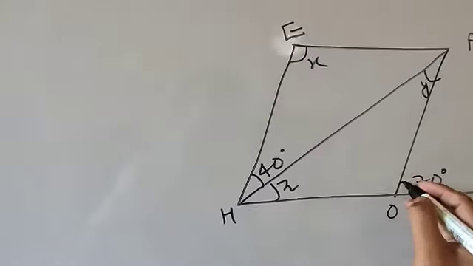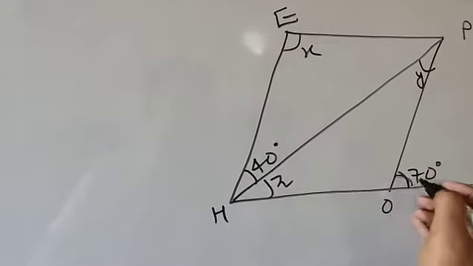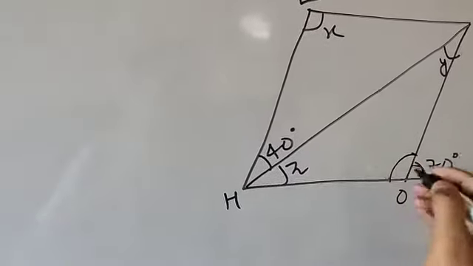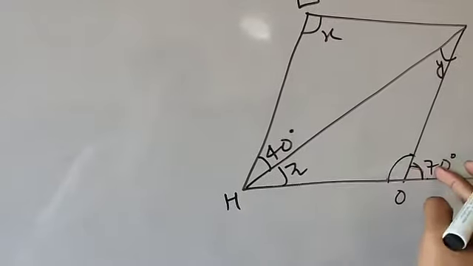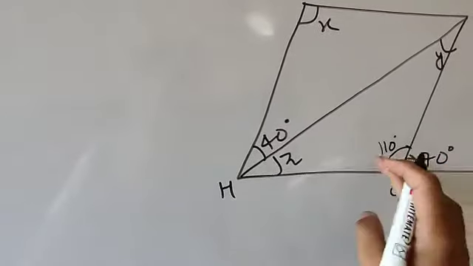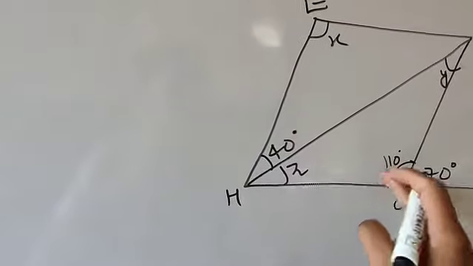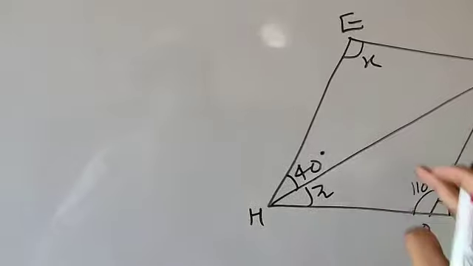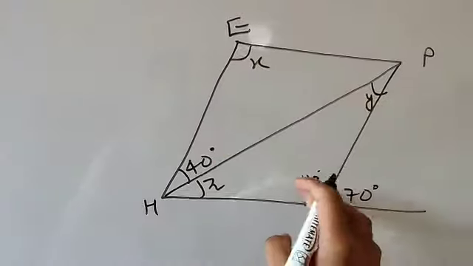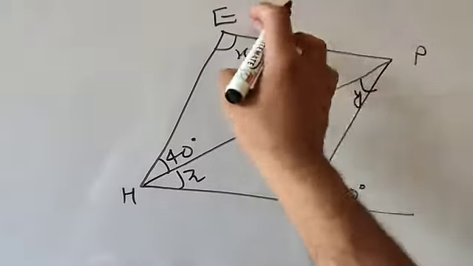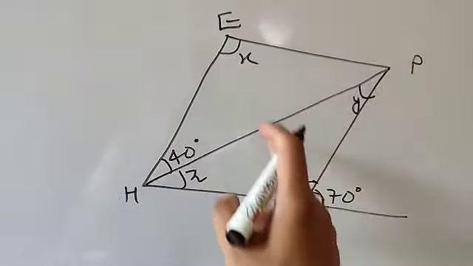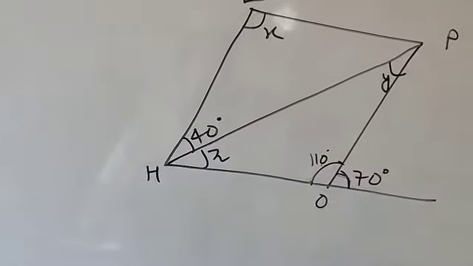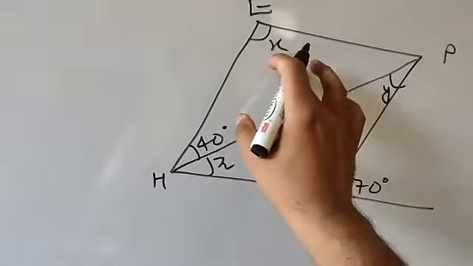So here if it is 70 degrees, then what will be this angle? That will be 180 degrees in total. So what is the value of this angle? 180 minus 70, you will get 110 degrees. So first you will get this angle as 110 degrees. After that x equals 110 degrees. What is the reason? Opposite angles of the parallelogram. In the parallelogram opposite angles are equal. So HOPE is a parallelogram, so both the opposite angles are equal. So you get the value of x as 110.